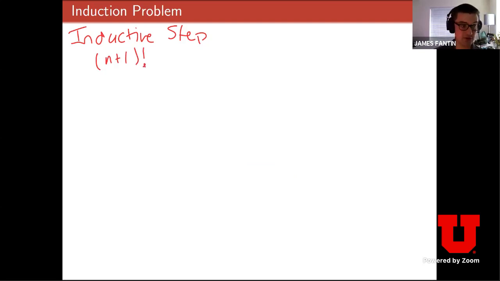So for the inductive step, we would start with n plus 1 factorial, because we want to prove this statement is true for n plus 1. We want to prove that n plus 1 factorial is greater than 2 to the n plus 1. So does somebody want to explain, just by raising their hand and unmuting themselves, how we can start this inductive step portion of the proof?